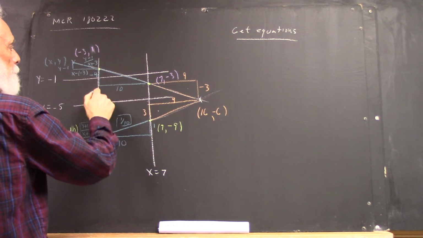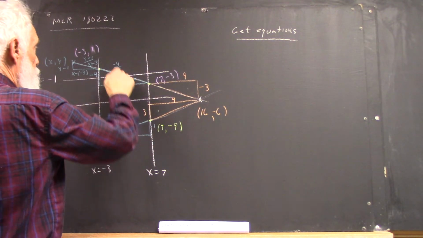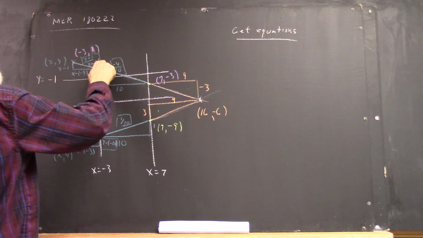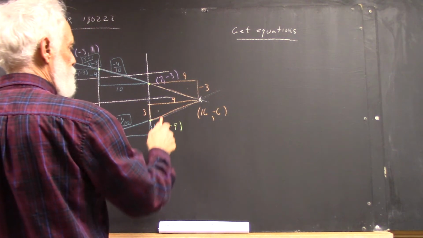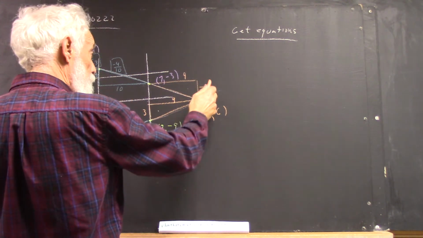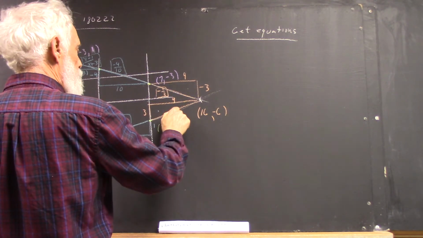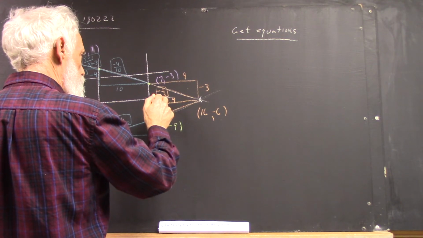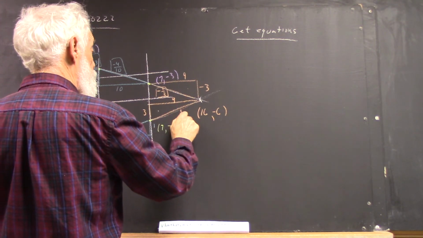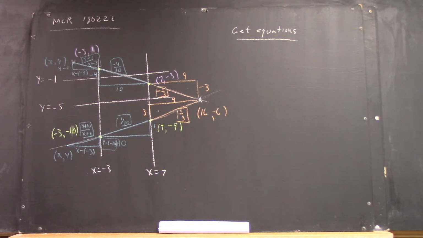Here the slope is going to be -4 over 10. Of course, that reduces. And here the slope is -3 over 9, which is -1/3. And here the slope is 3 over 9, which is plus 1/3, right? Make sense?